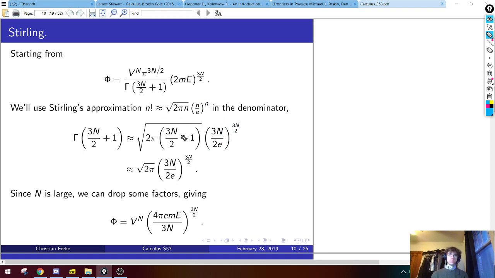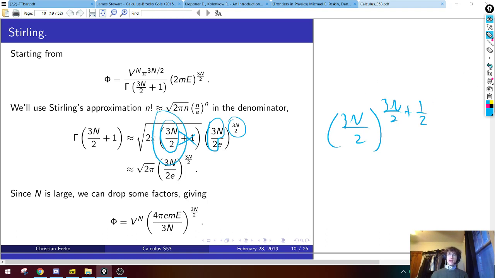So 2 things to be careful about. 1, I killed this factor of plus 1. The second thing is I combined these factors. This is 3n over 2 to the power 1/2 because it's in a square root. This is 3n over 2 to the power 3n over 2. So when I combine them, I get 3n over 2 to the power 3n over 2 plus 1/2, right, by product of powers, where the 1/2 again is coming from the square root term. But now since n is huge, I can ignore that 1/2, right, because 3n over 2 plus 1/2 is almost exactly the same as 3n over 2 when n is huge. So I kill that factor of 1/2. That's what gives me this thing.